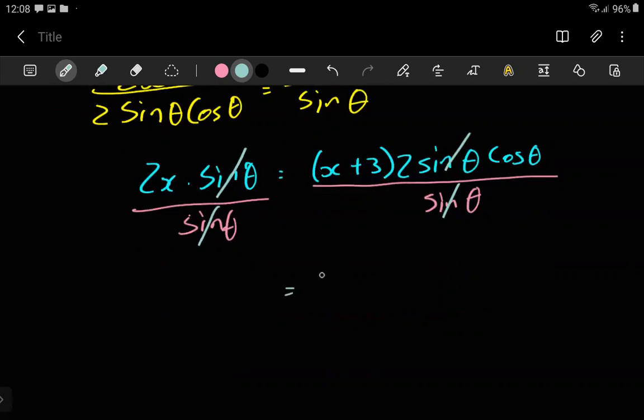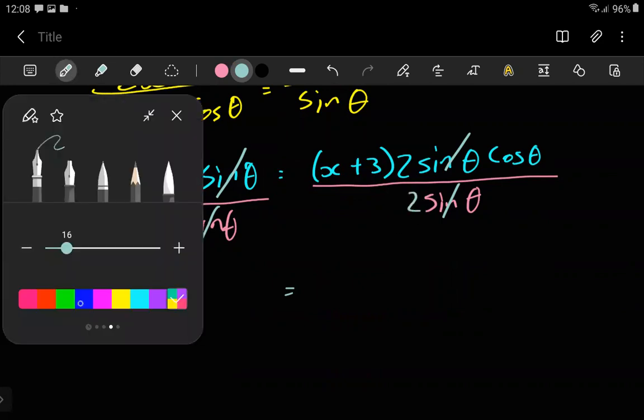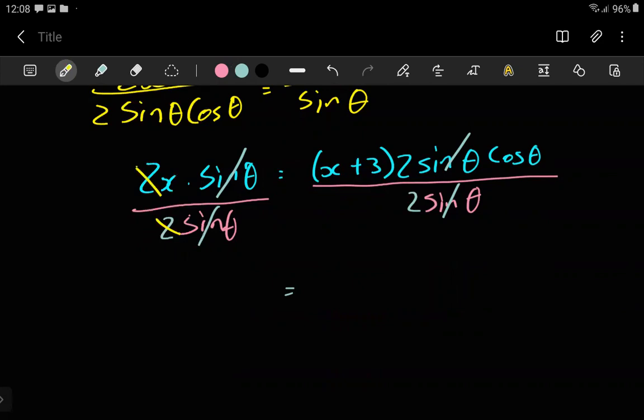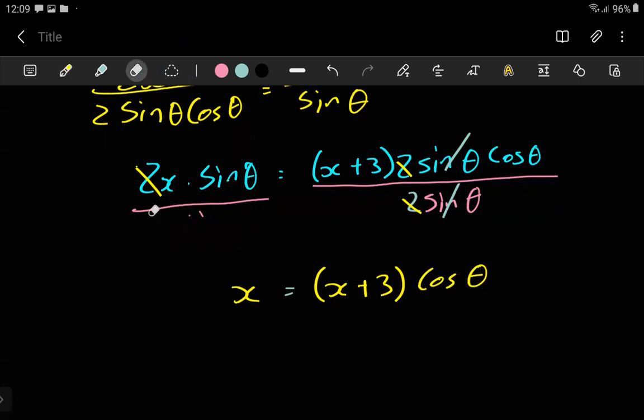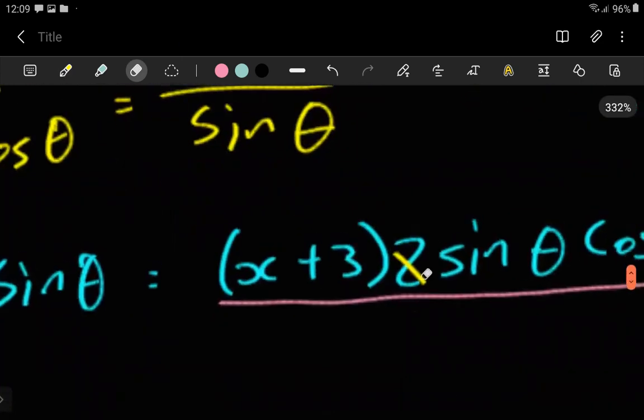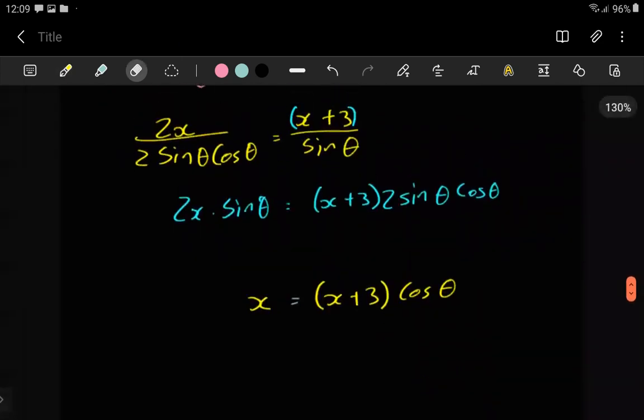So here now we can divide by 2 sine theta. Because if you divide by 2 sine theta, the 2 cancels the 2. And then we'll just have x on the left. On the right, we'll have x plus 3 with the cos theta. There we go. So firstly, on the left and the right, what's common is 2 sine theta.